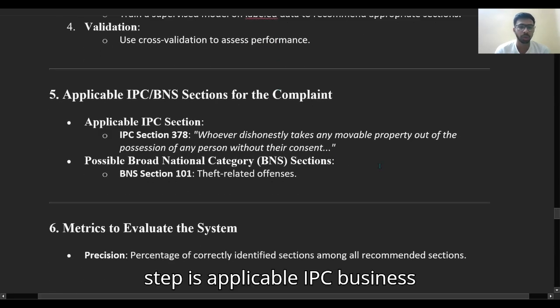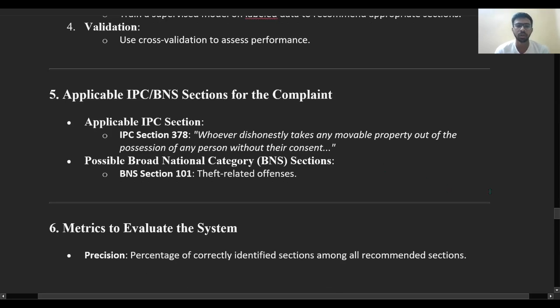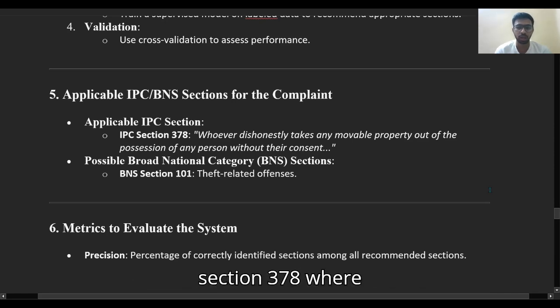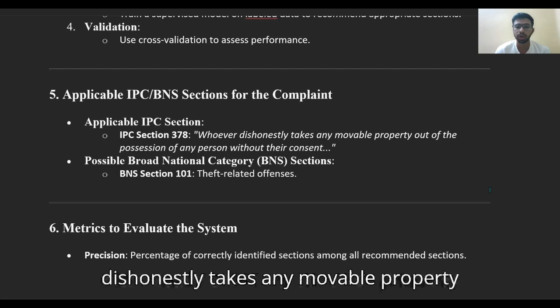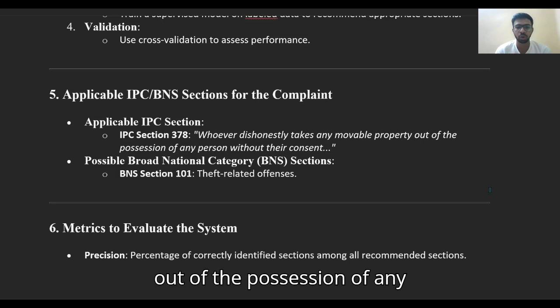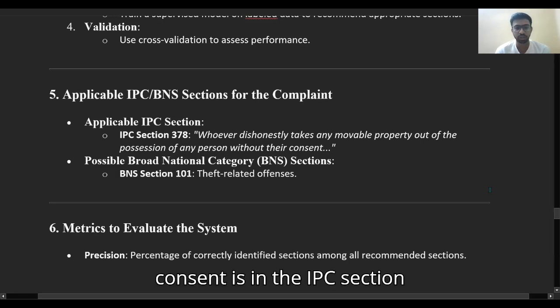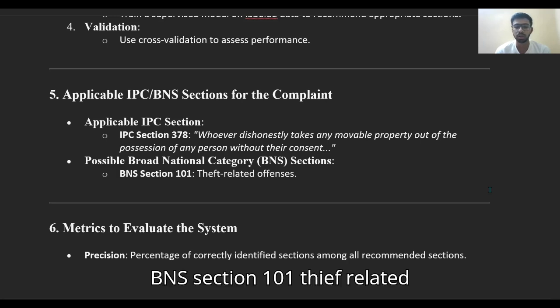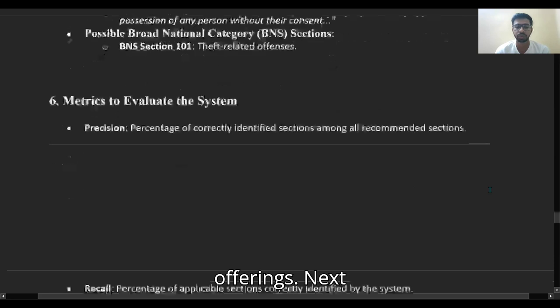Next step is the applicable IPC or BNS section for the complaint. The applicable IPC section will be IPC section 378, where someone dishonestly takes any movable property out of the possession of any person without their consent. A possible Bharatiya Nyaya Sanhita category, BNS section, is BNS section 101, theft-related occurrence.